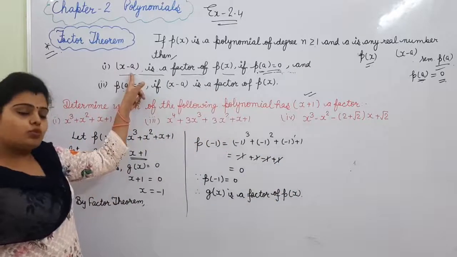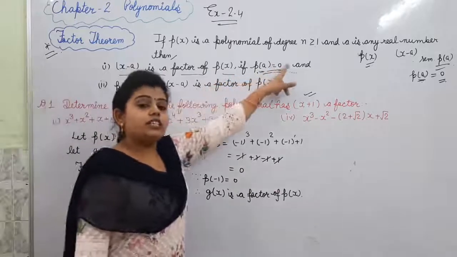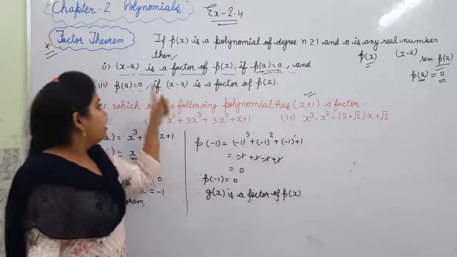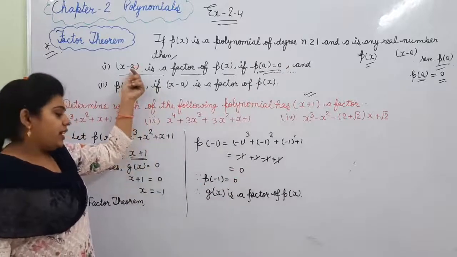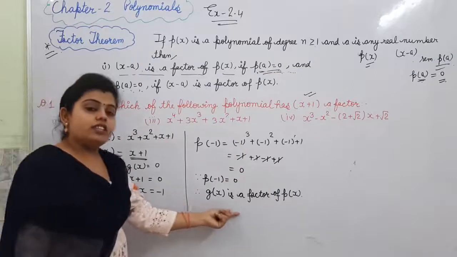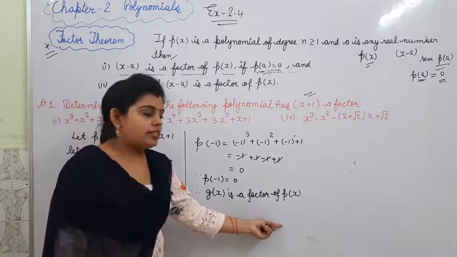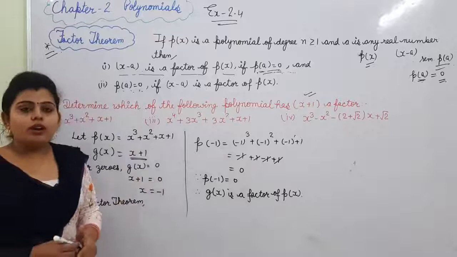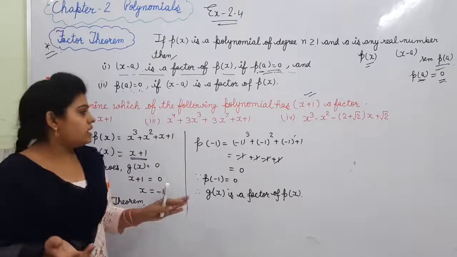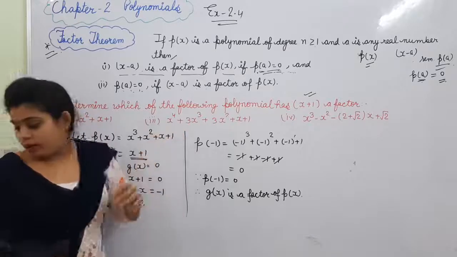We have used this point. If P of a is equal to 0 means अगर हमें यहाँ पर रिमाइंडर 0 मिल रहा है, then only this x minus a. At the place of x minus a, what I have taken g of x. G of x is a factor of P of x. This is the first part of this question. Now second part you will do yourself. Let's see its third part.